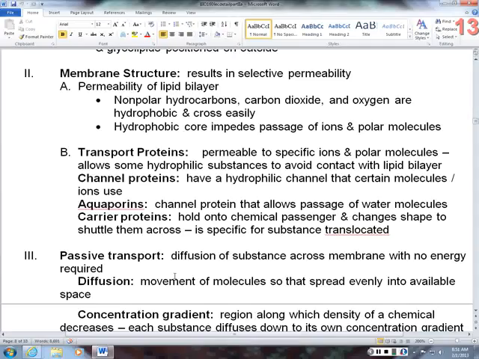So because of that being limited, who can just freely cross that membrane, we have the transport proteins that will be permeable to specific things. So a protein will usually be pretty specific in what it's going to allow in. Just because you're a protein carrier doesn't mean that's where everything goes in and out. Certain things have to go in and out with certain proteins. So some are going to allow hydrophilic substances to avoid contact with the lipid bilayer, particularly your channel proteins. They're going to be a hydrophilic channel in the center that certain molecules and ions will use because it's an area they're comfortable with.